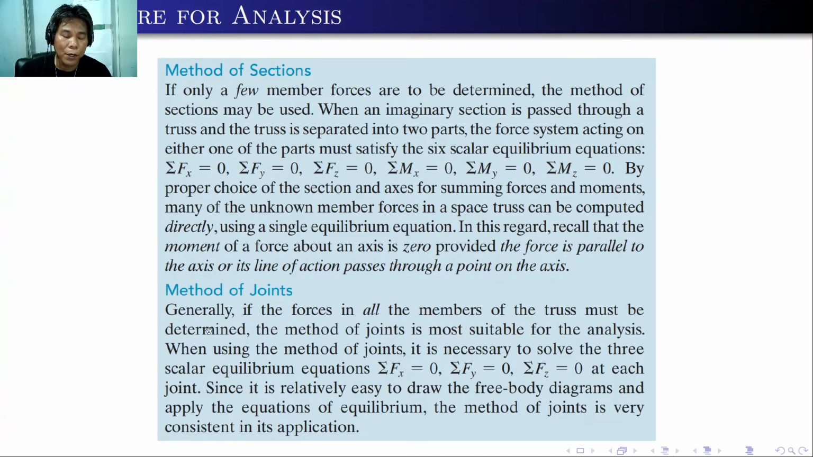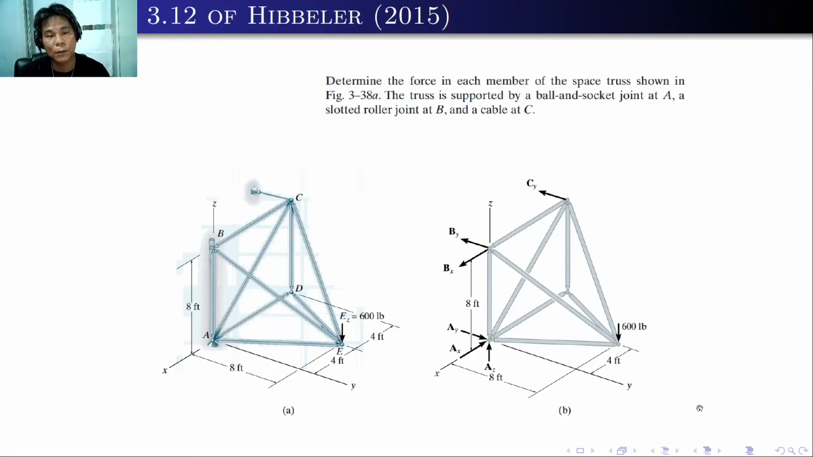For the method of joints, generally, if the forces in all the members of the truss must be determined, the method of joints is most suitable for the analysis. When using the method of joints, it is necessary to solve the three scalar equilibrium equations at each joint. And since it is relatively easy to draw the free body diagrams and apply the equations of equilibrium, the method of joints is very consistent in its application.